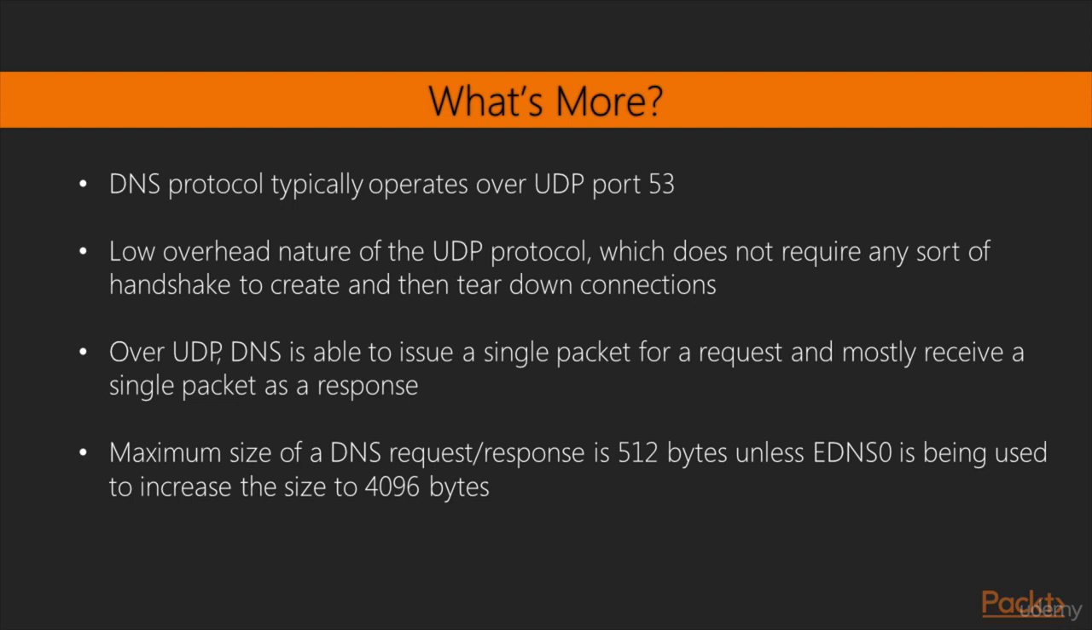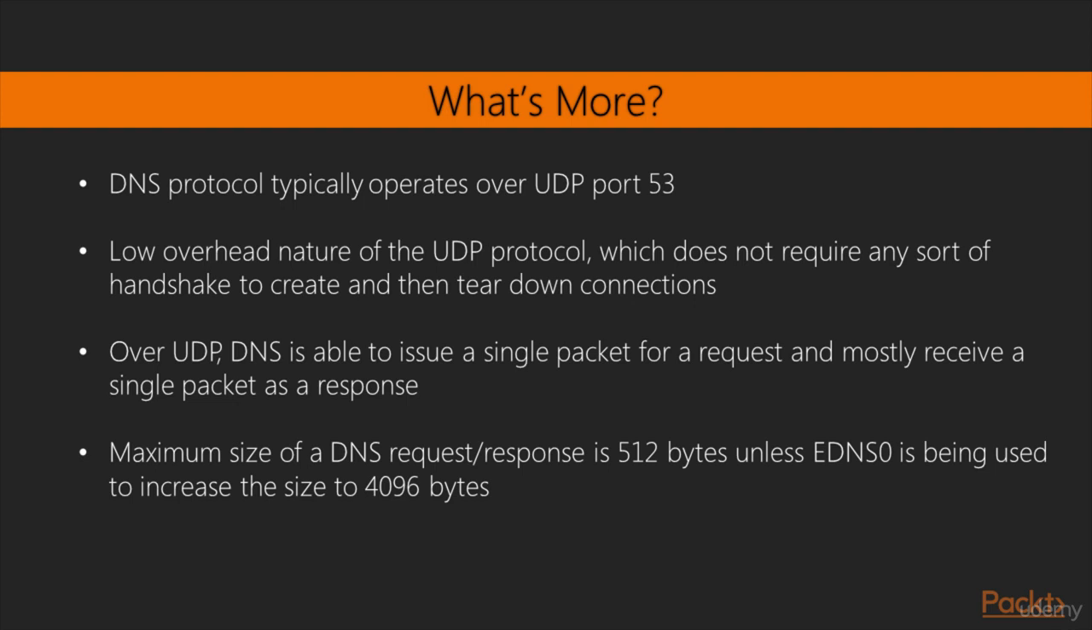The DNS protocol typically operates over UDP port 53. This is due to the low overhead nature of the UDP protocol, which does not require any sort of handshake to create and then tear down the connections. Over UDP, DNS is able to issue a single packet for a request and mostly receive a single packet as a response. Due to a limit on the maximum size of a UDP DNS request or response packet, the protocol can switch to TCP instead.